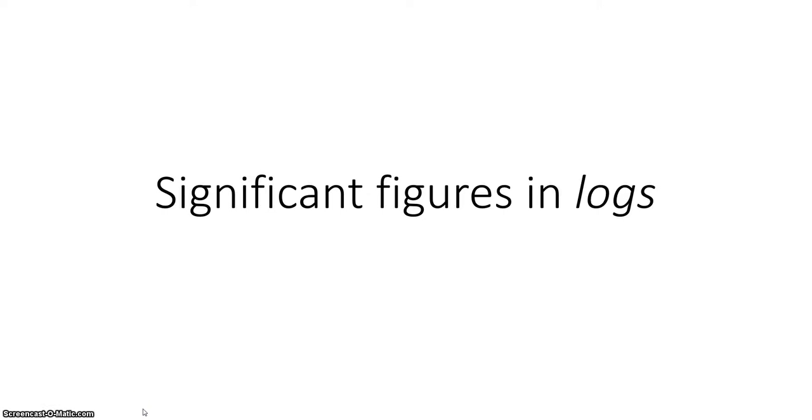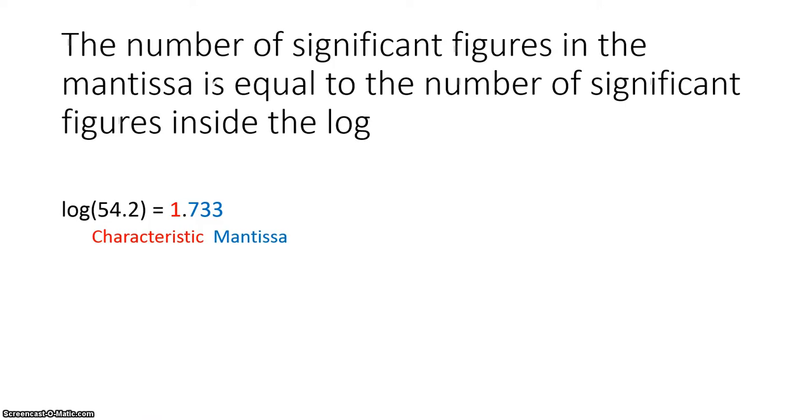In this video, we're going to recall how to do significant figures in logarithms. So the rule says that the number of significant figures in the mantissa is equal to the number of significant figures inside the log. So for instance, if we take the log of 54.2, the answer is 1.733.